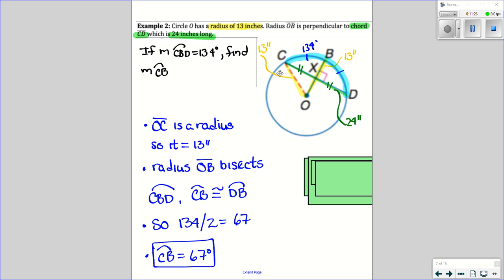Again, if you know that the radius is bisecting the chord into two congruent segments, and its arc into two congruent segments, then that means you just divide by 2 and you get your answer. Nothing to it. Alright, next one.